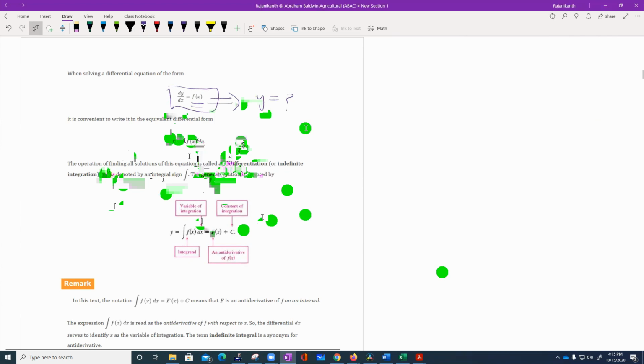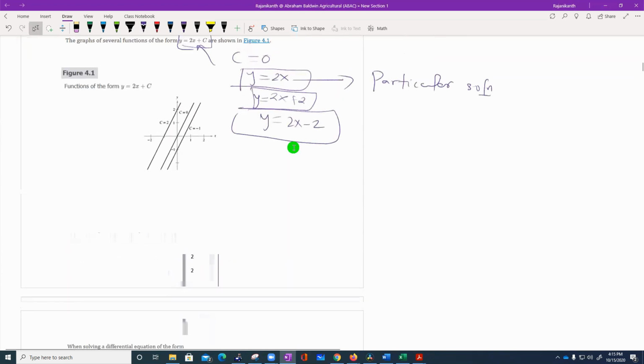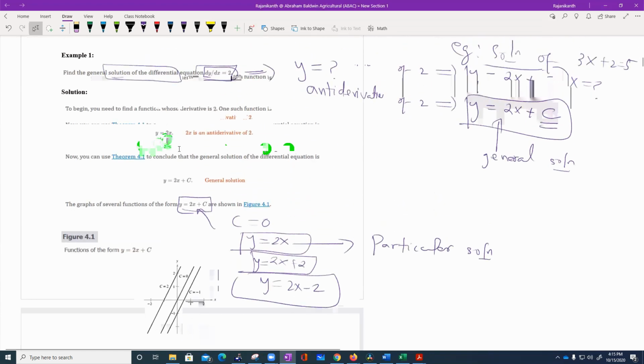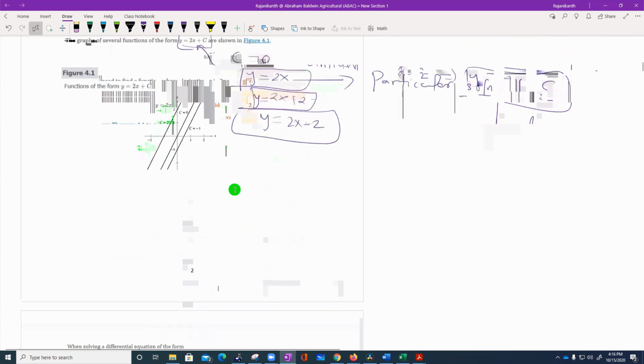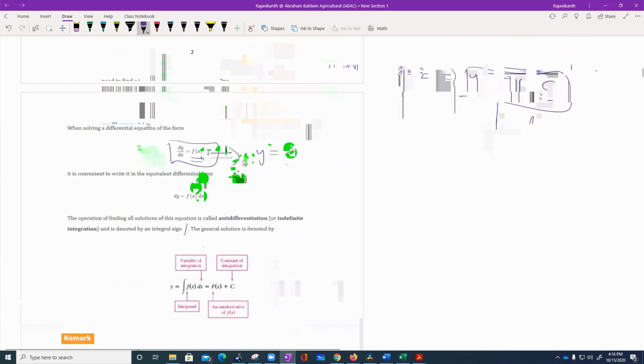Right. Remember I told you earlier, how did you find this y answer? Simply you found the antiderivative of 2, right? Whatever function you have here, you have to take the antiderivative of that function. That will give you the answer. In a similar way, if you want to find y for this differential equation, y is nothing but what?